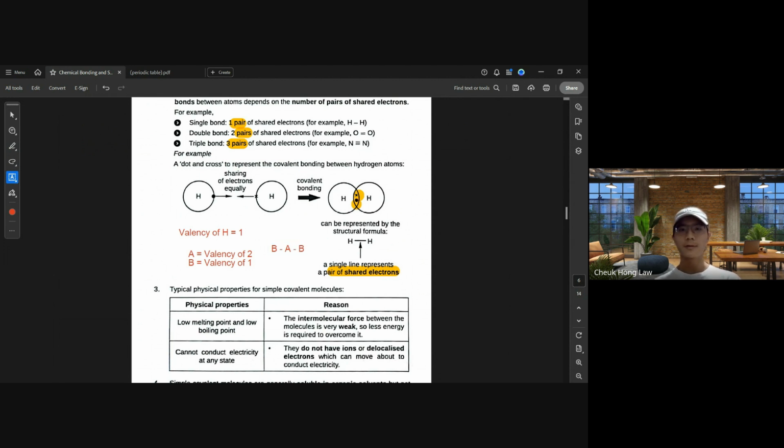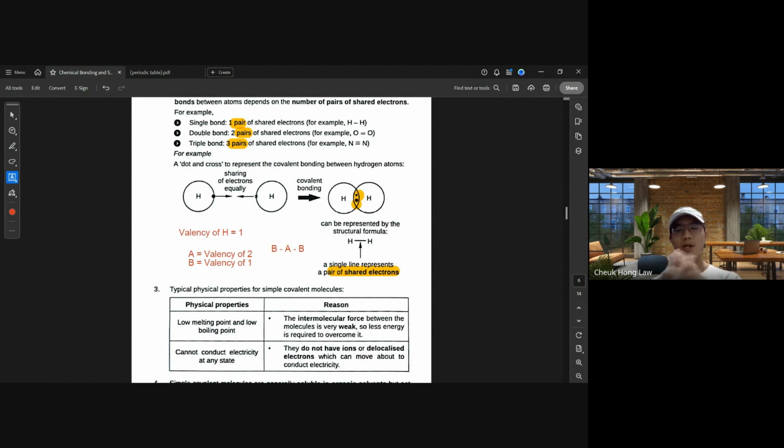Why? So valency of 1 means it can share one electron. Okay. So each B atom, right, it will share one electron with A, and this B atom will share one electron with A. Okay. But A has a valency of 2. So it can share 2 electrons to reach its stable electronic configuration. So it shares one with B and it shares another one with B. So why can't it just share 2 with B?